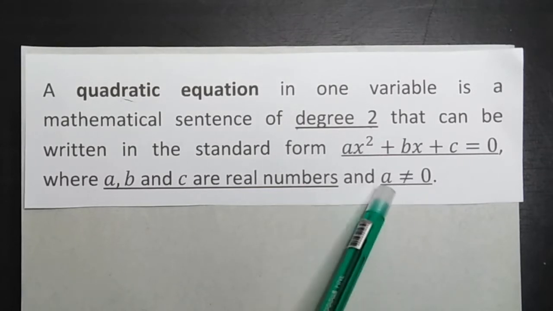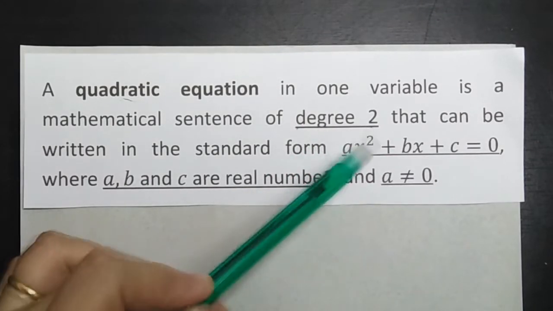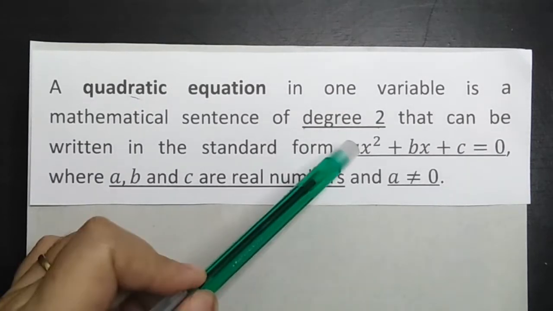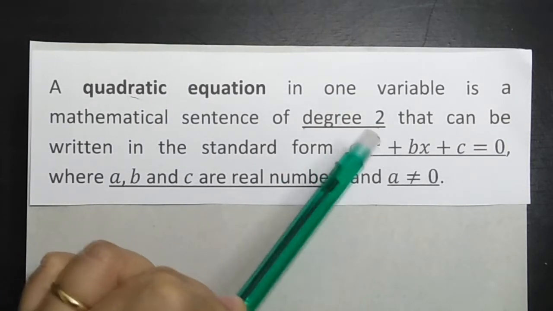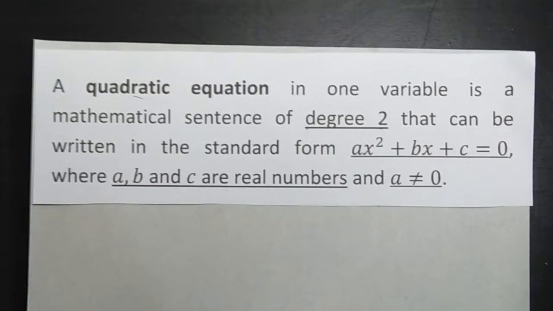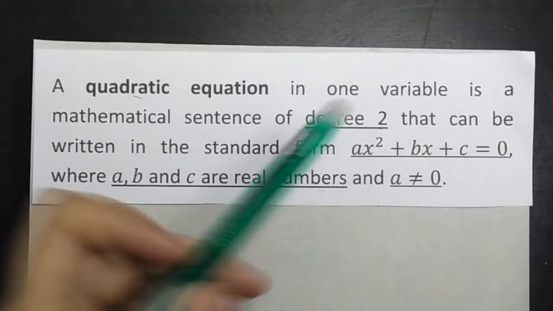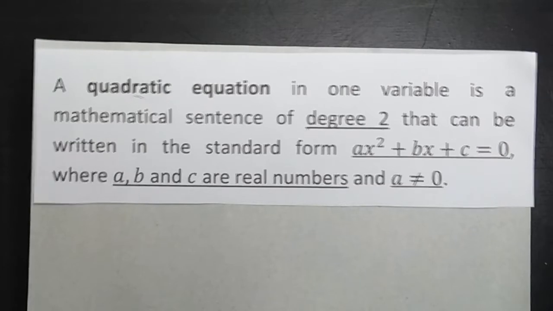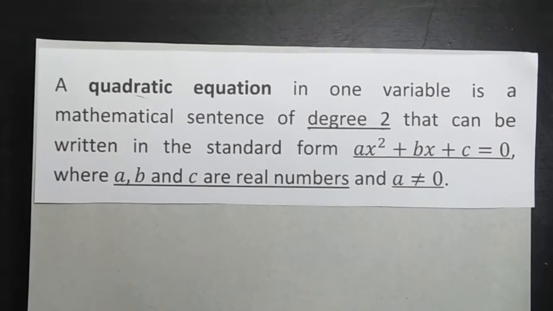Why? Kasi, if naging 0 to, remember that this term is our quadratic term, which makes the equation a quadratic equation. So, if a becomes 0, 0 times x squared, the product is 0. So, this whole term becomes 0, which is mawawala ang ating quadratic term. Kaya, hindi na rin siya magiging quadratic equation.